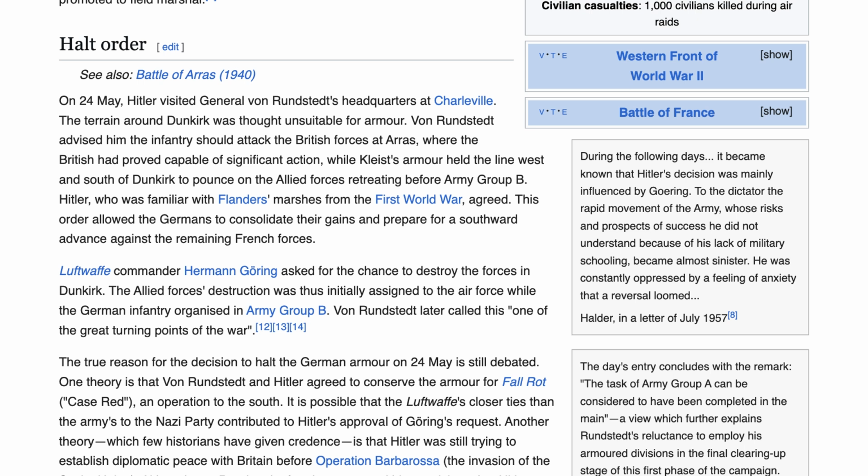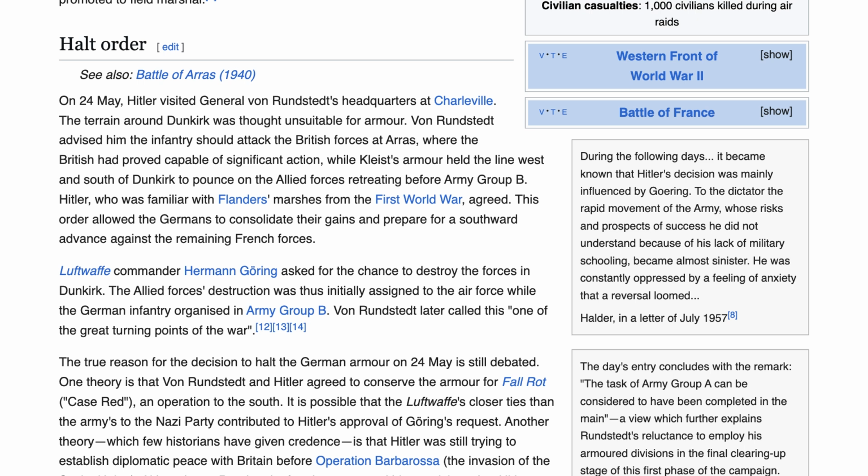Hitler, who was familiar with Flanders marshes from the First World War, agreed. This order allowed the Germans to consolidate their gains and prepare for a southward advance against the remaining French forces. Luftwaffe commander Hermann Göring asked for the chance to destroy the forces in Dunkirk. The Allied forces' destruction was thus initially assigned to the Air Force, while the German infantry organized in Army Group B. Von Rundstedt later called this one of the great turning points of the war.